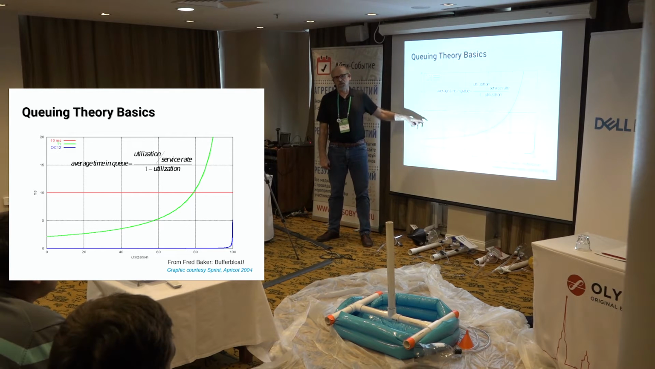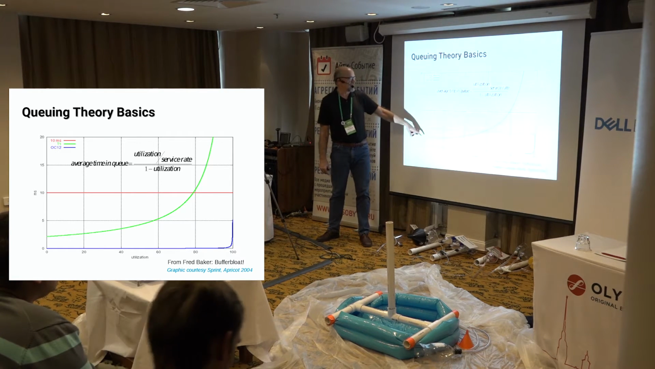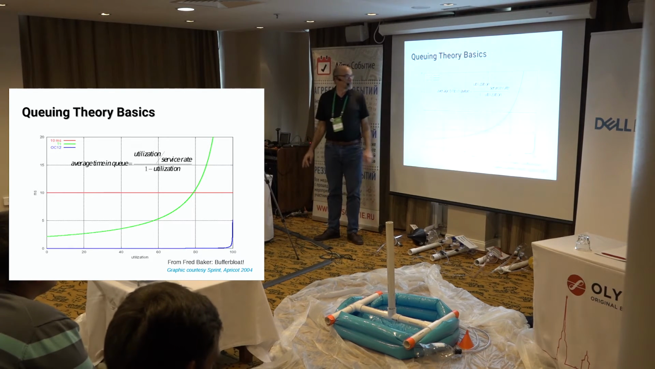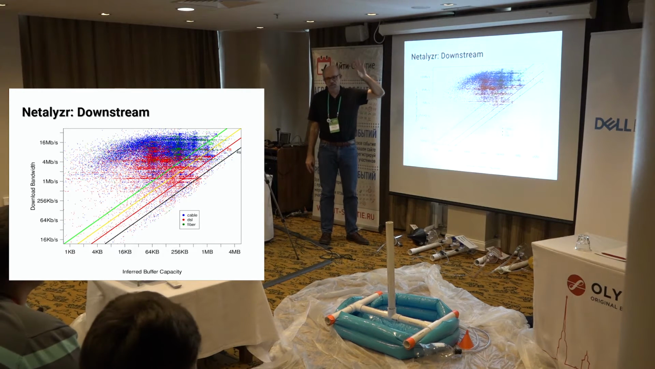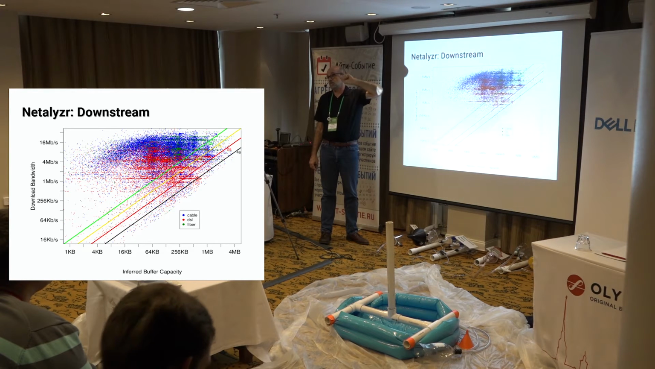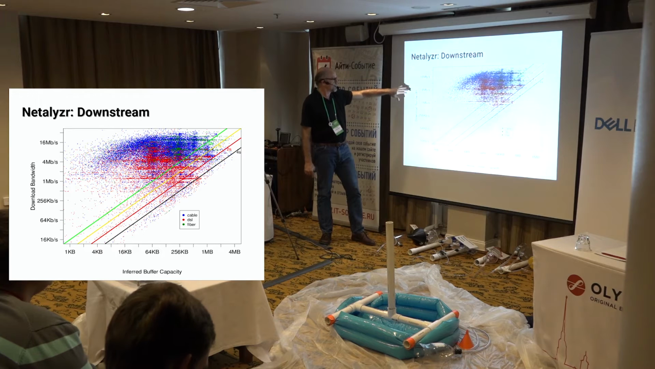If you have really slow connections, like that 1 megabit DSL line that I'm ripping out of my house, it happens fairly fast. And one of the benchmark companies, Netalyzr, did this. You can go run Netalyzr on any connection. It will give you data about what your upstream and downstream bandwidth is and what your delay is.